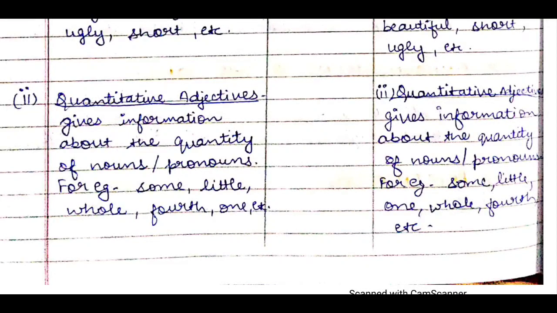Okay, like we can look from their name also. As the name suggests, they give the quantity. For example, some, little, whole, fourth, one, etc. And we'll write on the board: quantitative adjectives give information about the quantity of nouns or pronouns. For example, some, little, one, whole, fourth, etc.